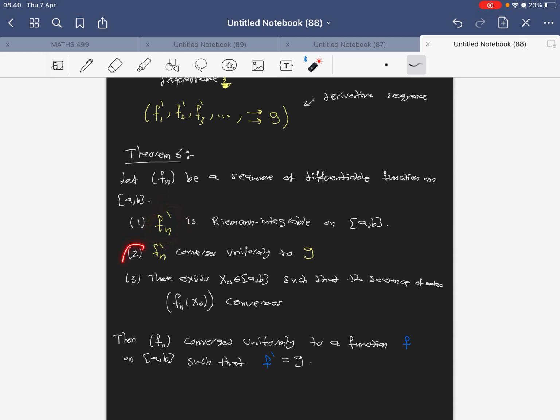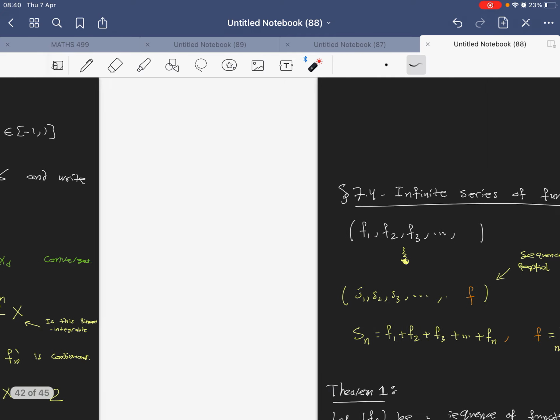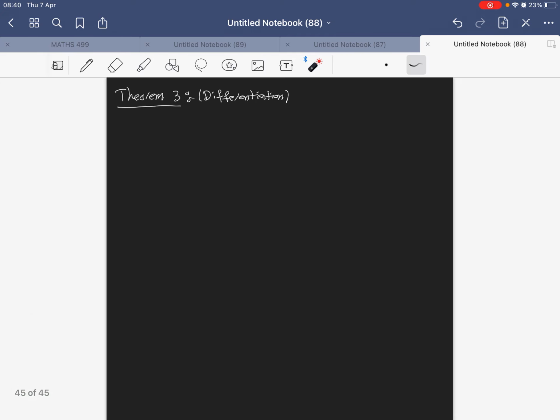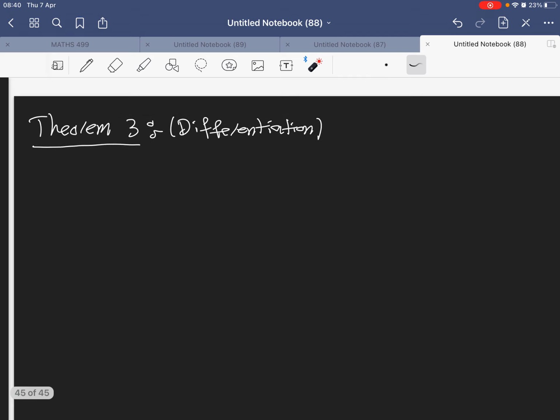Okay. Fn dash converges uniformly. Of course, here I will continue with this one. And then there exists one point where the sequence converges. Now there's a little bit of a difference because here we have to use the summation of Fn dash. So the differentiation will just go as before.